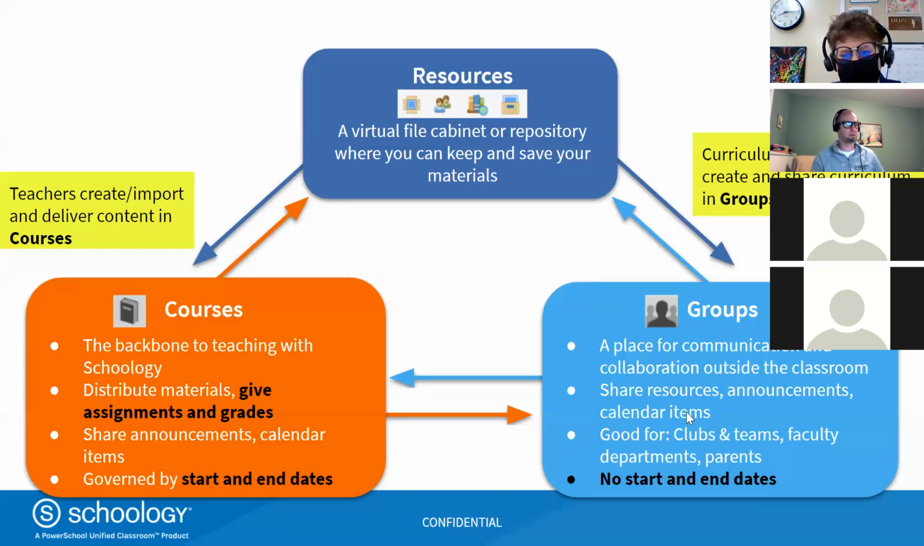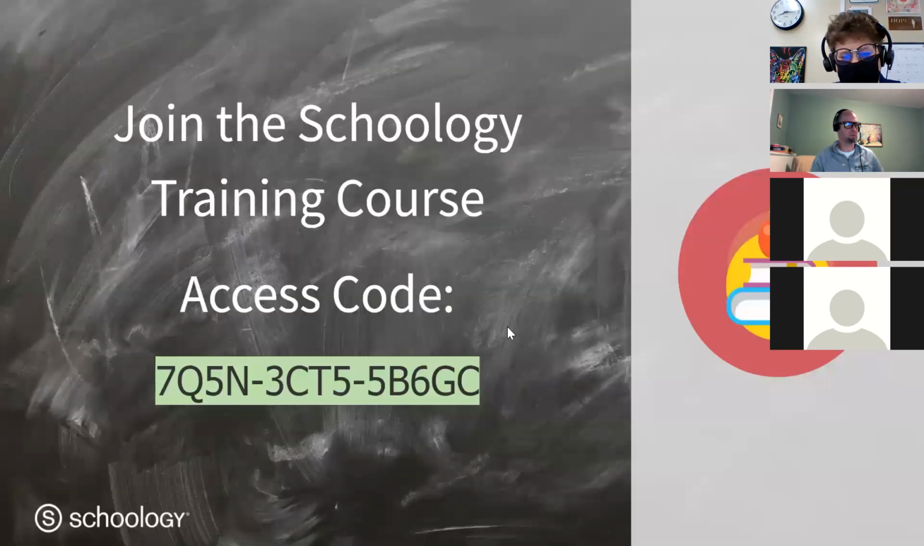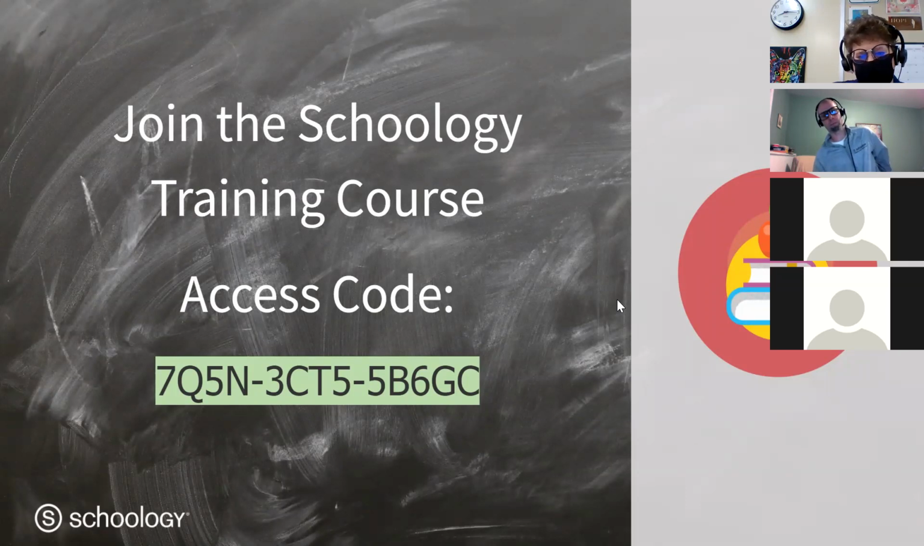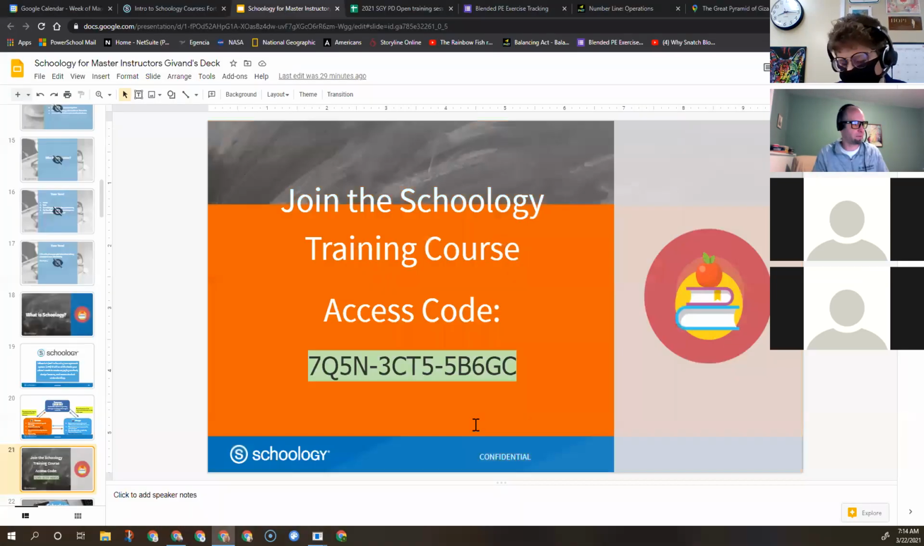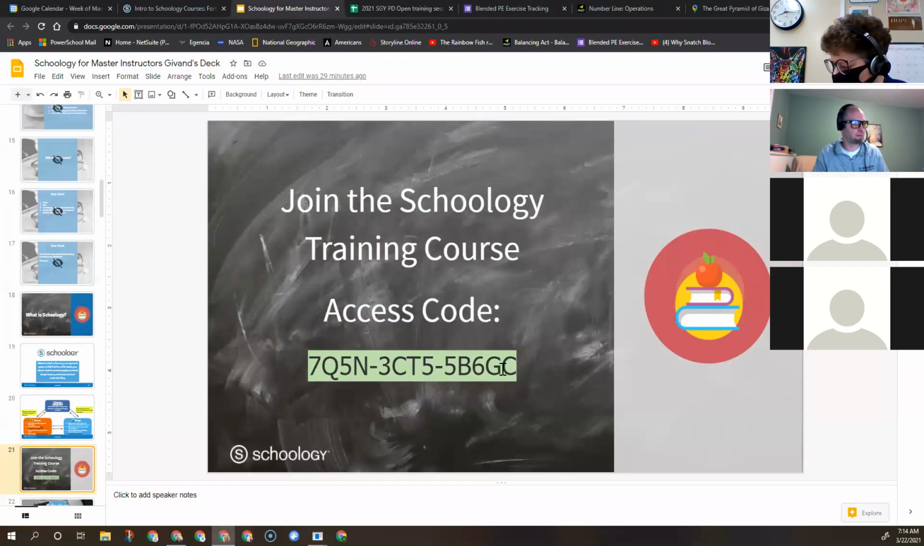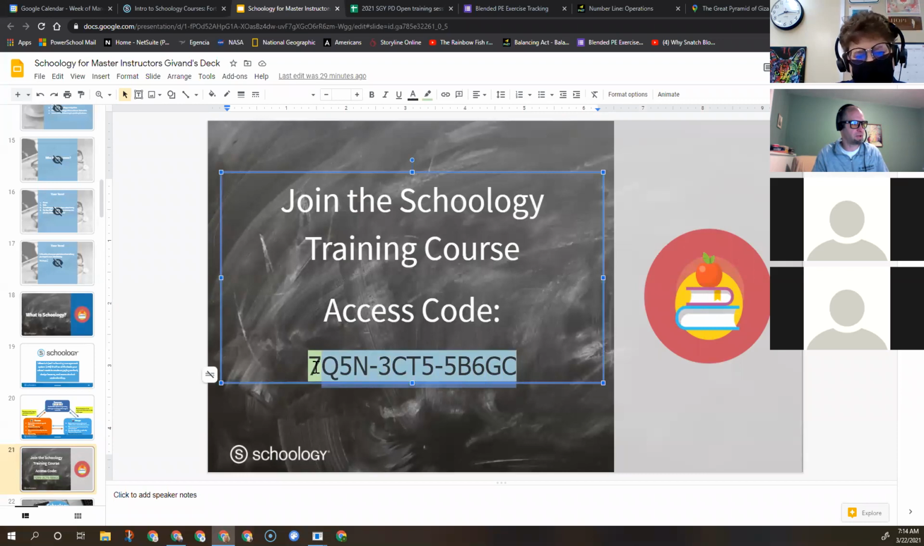Okay, so here's what I'm going to do, and I'll put this in the chat as well. This is an access code for a training course I put together, and you'll want to jot this down. I believe that very last character is a C. I don't know why it cut off like that. It must be a C. I'm going to escape out of this, and I'm going to copy and paste that into the chat as well.